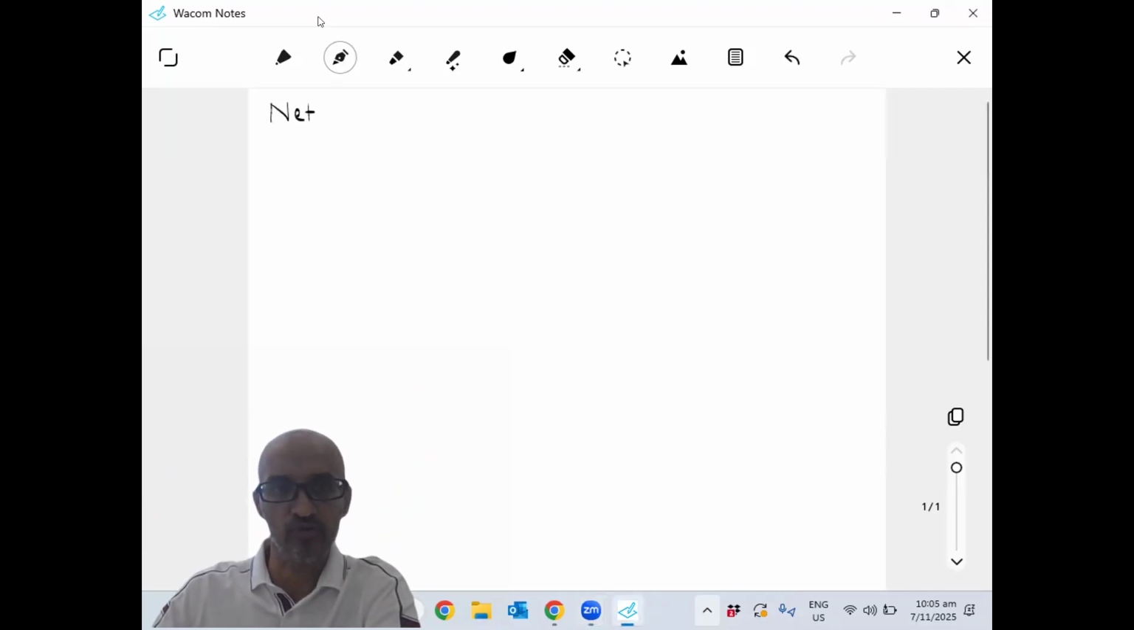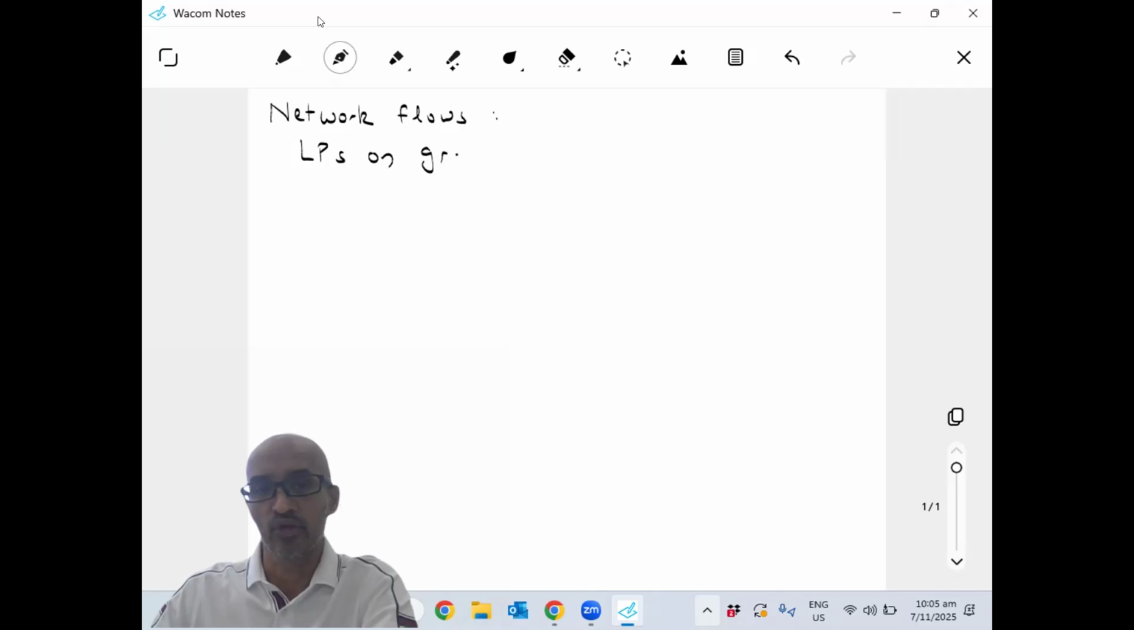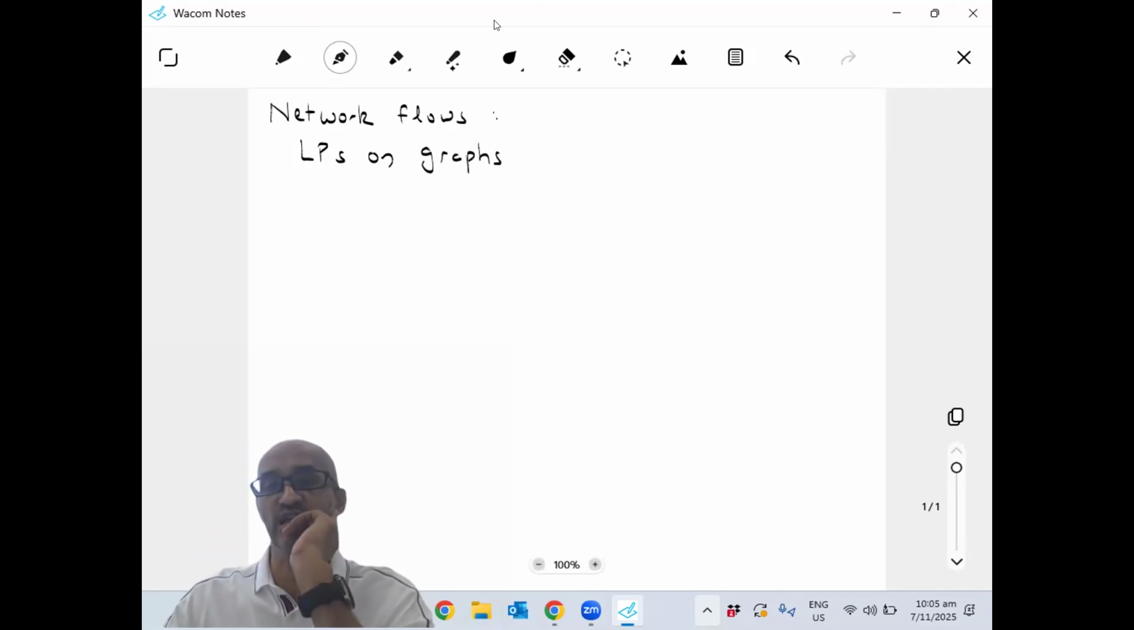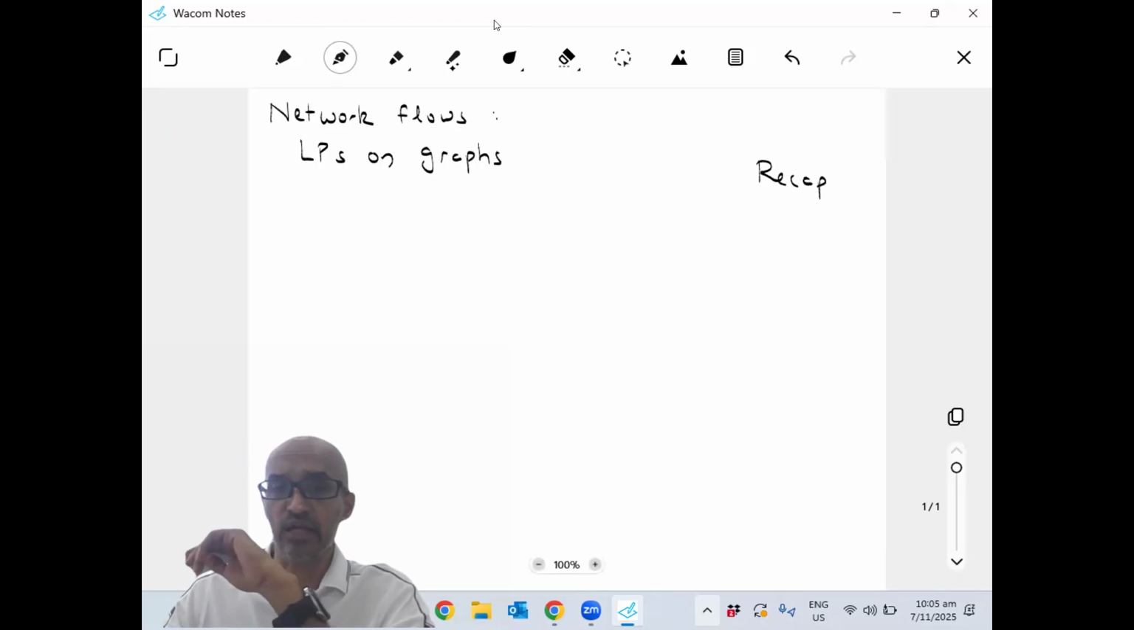Okay, so we were doing this last class. Essentially, network flow problems are LPs on graphs. Okay, so linear programs which are formulated on graphs. So this is just a recap. Specifically, we saw two examples last time.